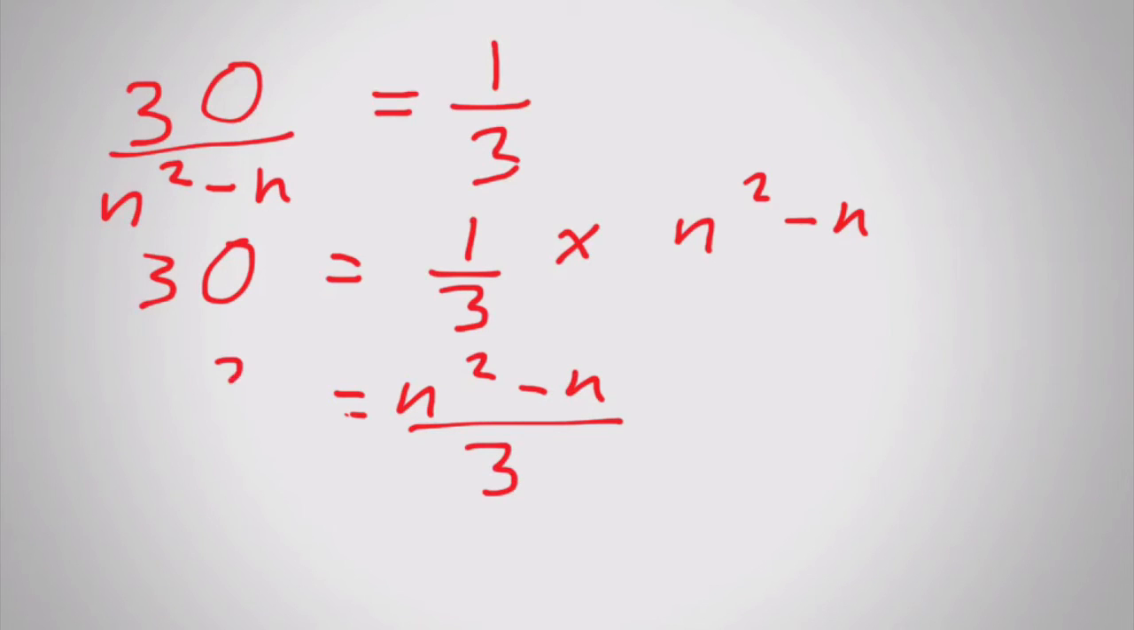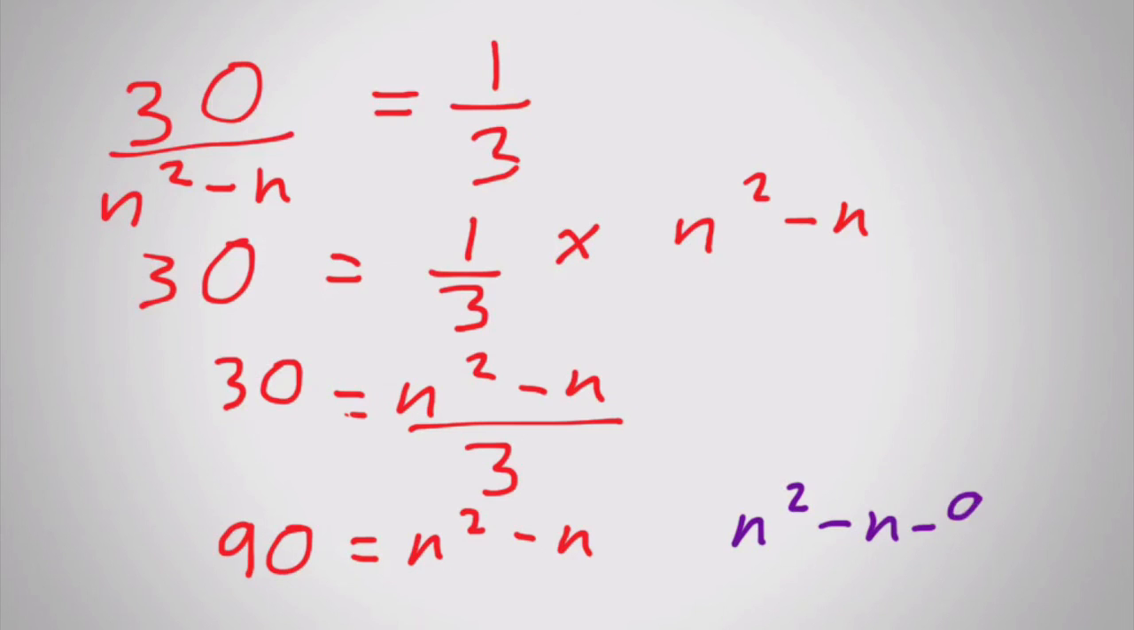Let's now simplify it a little further by multiplying both sides by 3. So on the left, 30 multiplied by 3 is 90. On the right, the divide by 3 will disappear, leaving me n squared minus n. So now I've got 90 equals n squared minus n. So finally, I'll subtract 90 from each side, leaving me n squared minus n minus 90 equals 0.